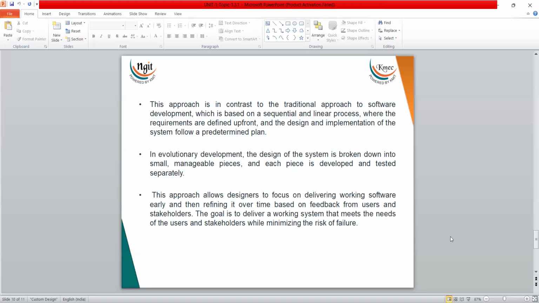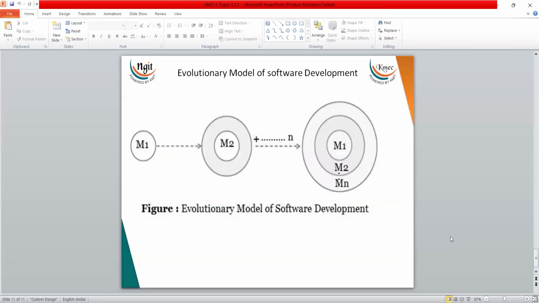If you see, this is a simple example diagram defining the evolutionary model. A model is already developed, and based on the existing one it is evaluated, and evolution takes place toward a new enhancement of the model. Based on that, again a new version of the model is developed. It is a continuous process based on the previous inputs, which are refined, and the next version of that software is developed. With this, we can understand what an evolutionary process model is.